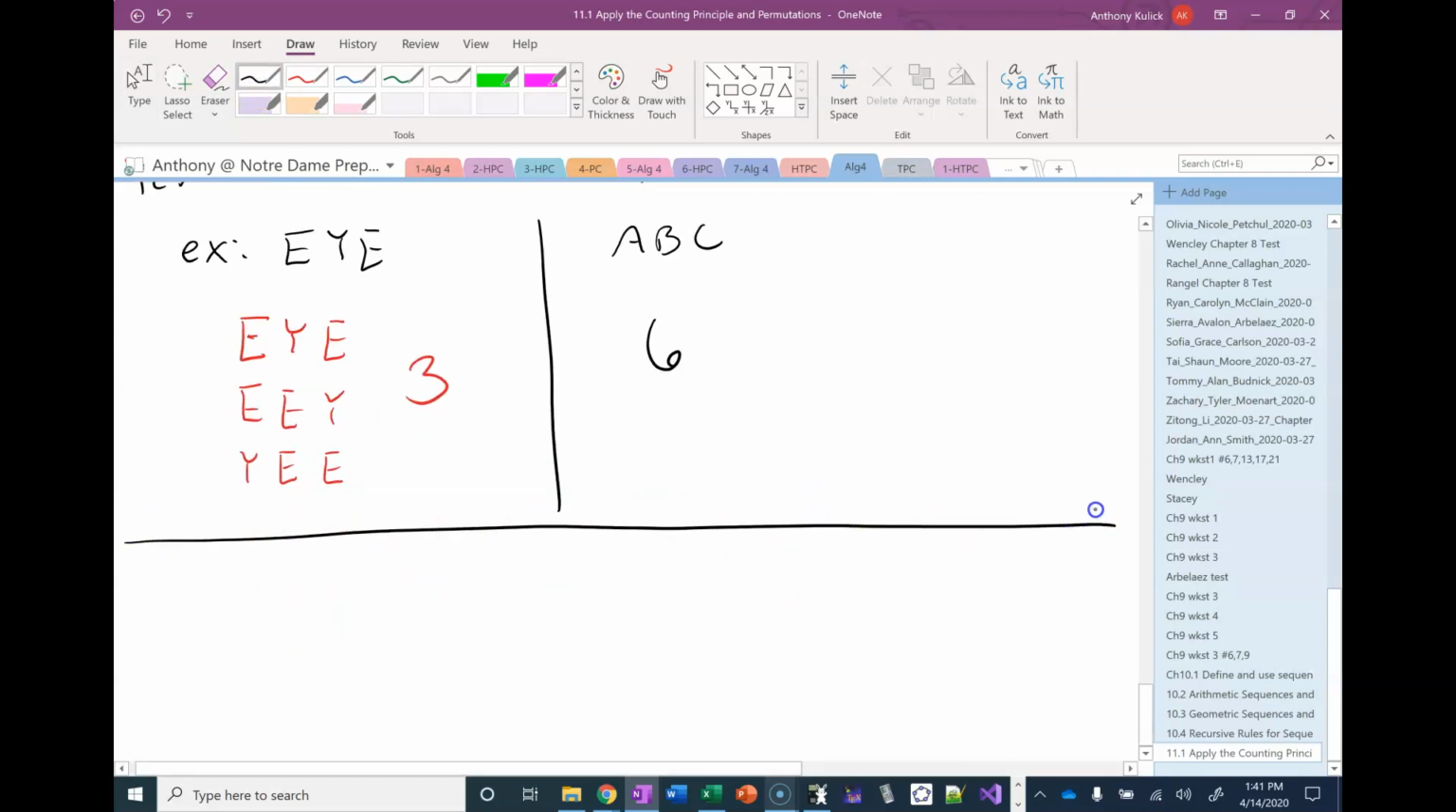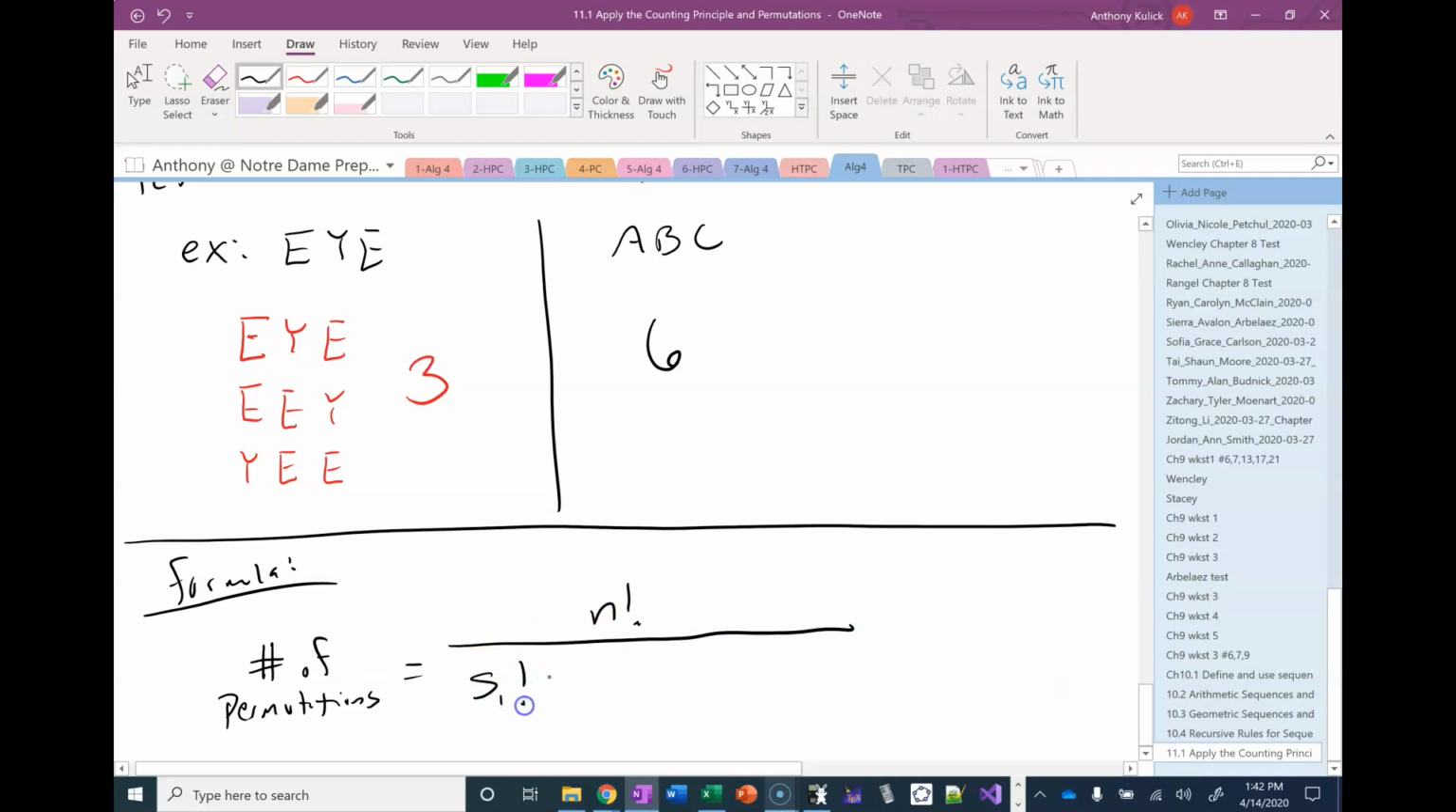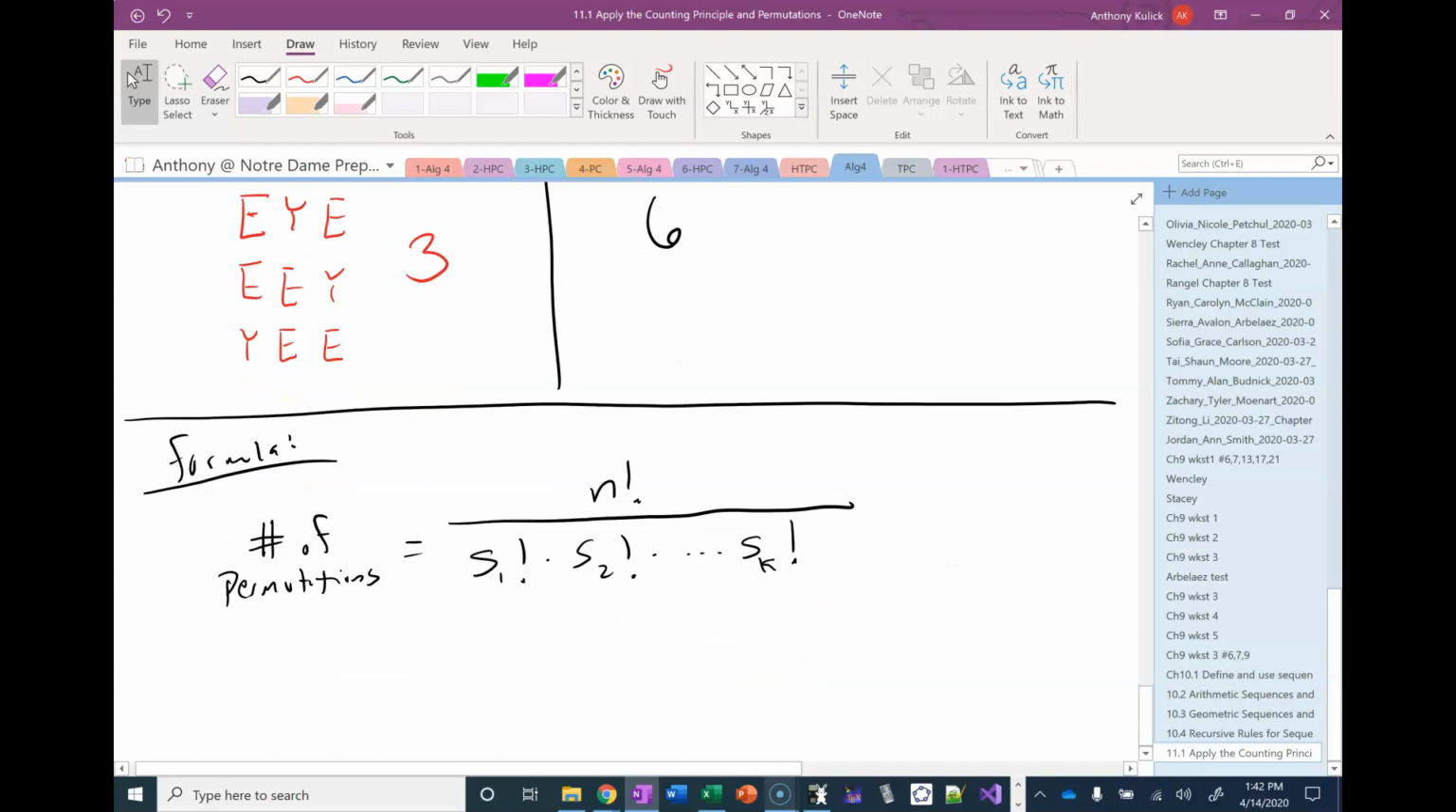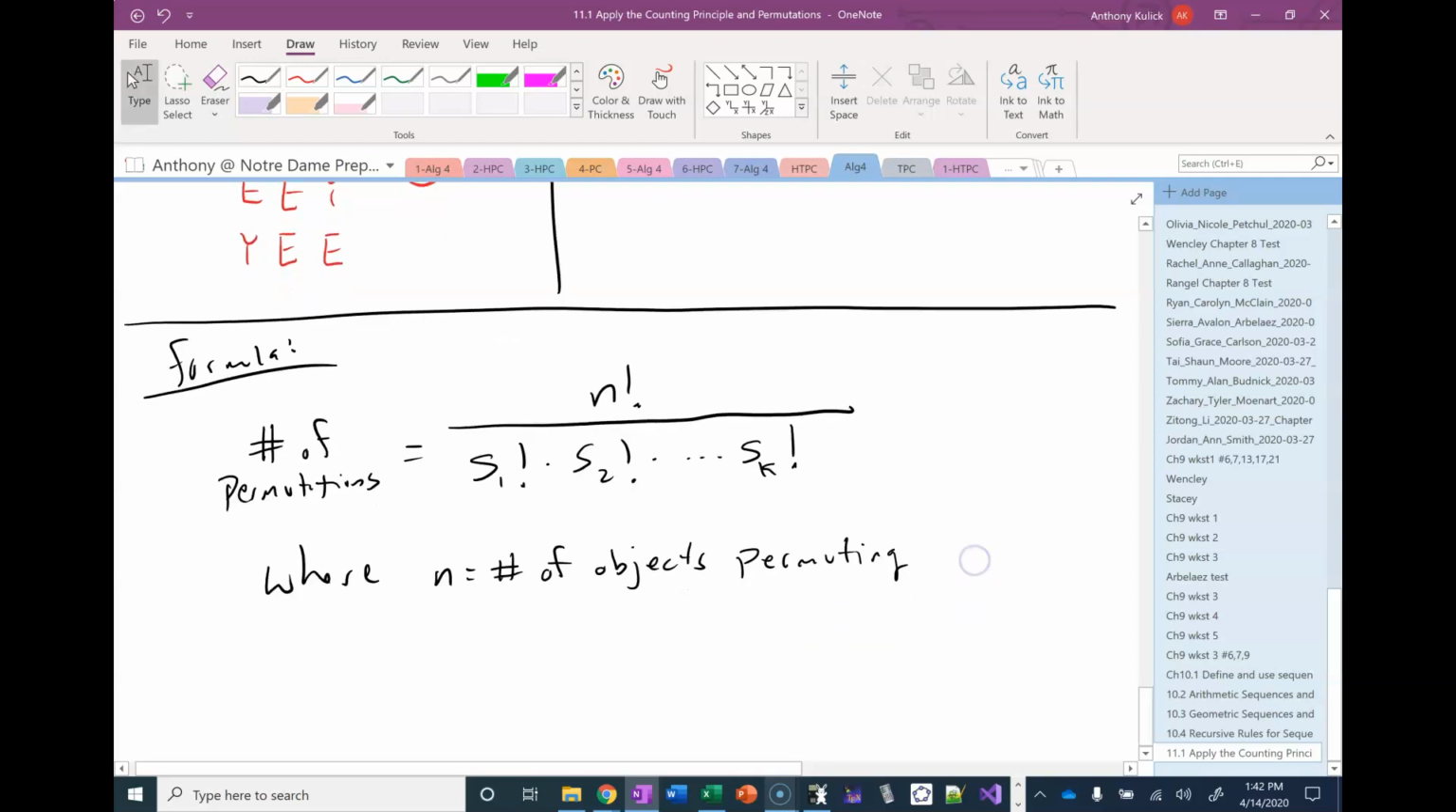So what's going on here, or the way we can do this easily, is we can say that our number of permutations, and this is going to be a formula, so we'll want to make sure we remember this, equals n factorial over s1 factorial times s2 factorial all the way out to sk factorial, where n is the number of objects we're permuting, and of those n objects, we have k distinct objects.